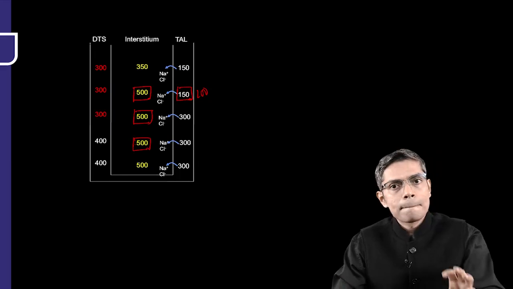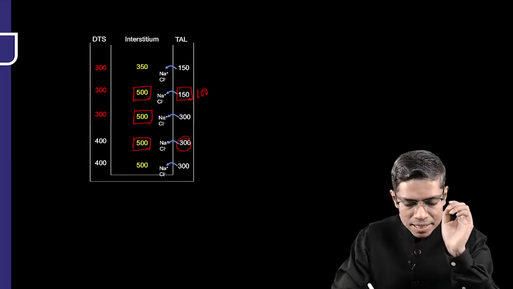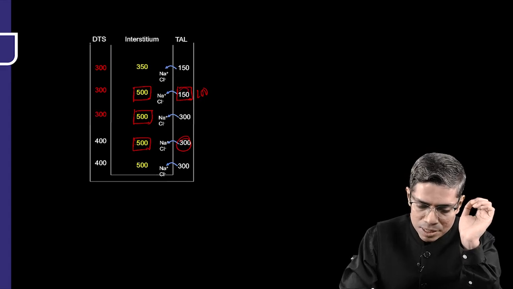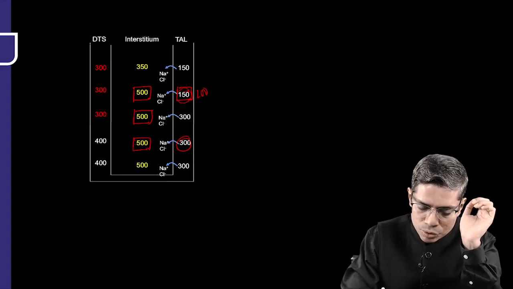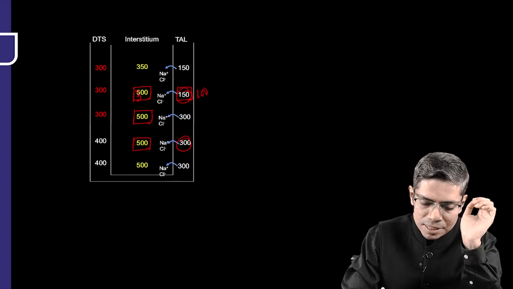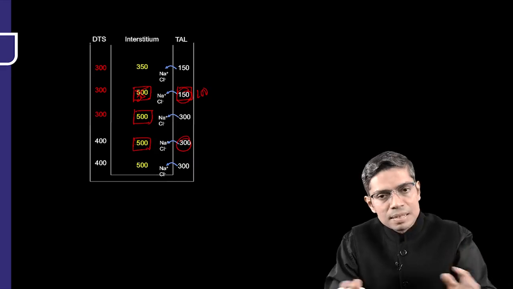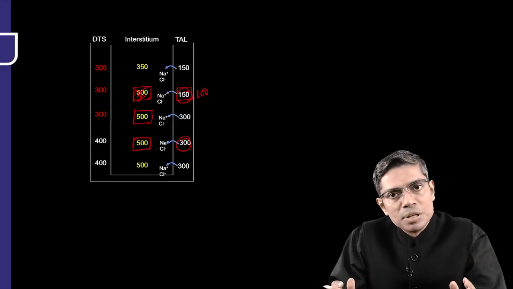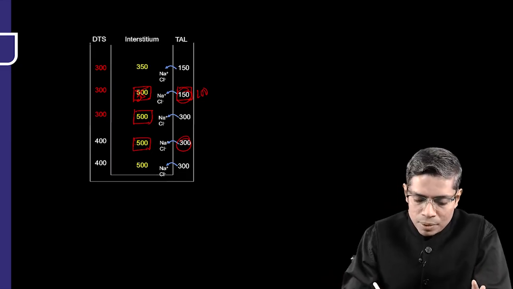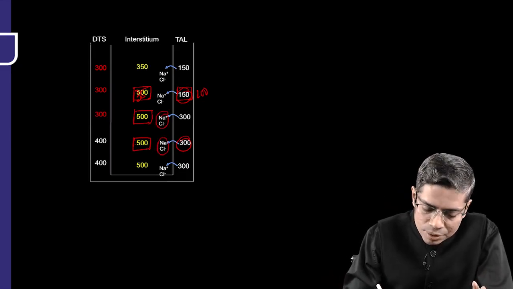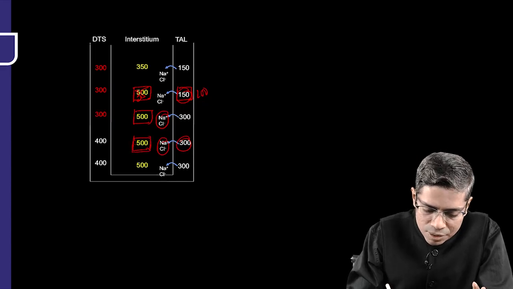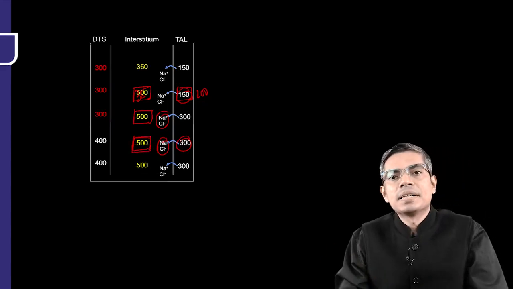Okay, so this is 300, this is 500, that is okay. But if it is 150, then it should not be more than 350. It should not be more than 350 like this. So this way, remember that the difference between these two limbs should not go beyond 200, right? But anyway, whenever you are adding sodium and chloride into the interstitium, the interstitial tonicity is rising further to 500.